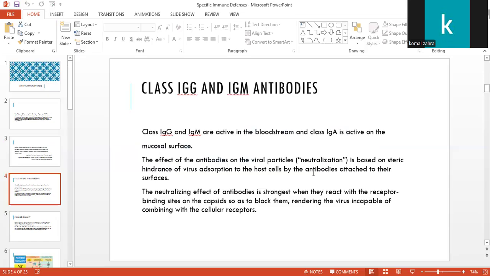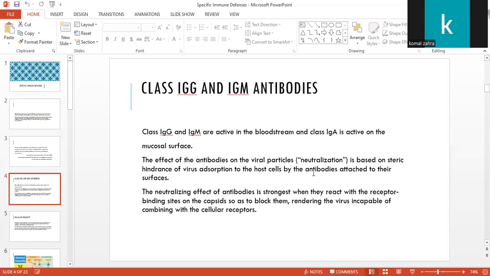Vaccination also plays its own part, which induces the immune system to produce different types of antibodies. Class IgG and class IgM antibodies are produced in the bloodstream, and class IgA is active on the mucosal surface. These antibodies play their role to kill the pathogens at different levels. The effect of antibodies on the viral particles is based on steric hindrance of virus absorption to the host cells by the antibodies attached to their surfaces.